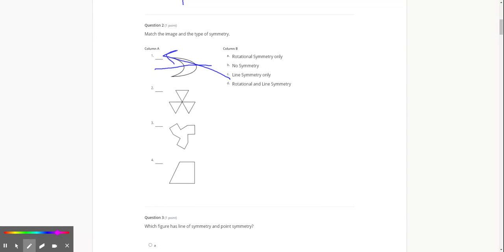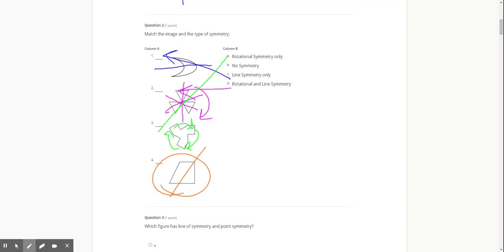And the radioactive symbol, I can slice in 3 different directions, 1, 2, and 3, and I can rotate it. So it's both line and rotational. Let's get another color. This little guy, I can rotate it 3 times, right? So that's rotational only. Boom. And then this weird trapezoid, this right trapezoid, this guy is 0. Okay.